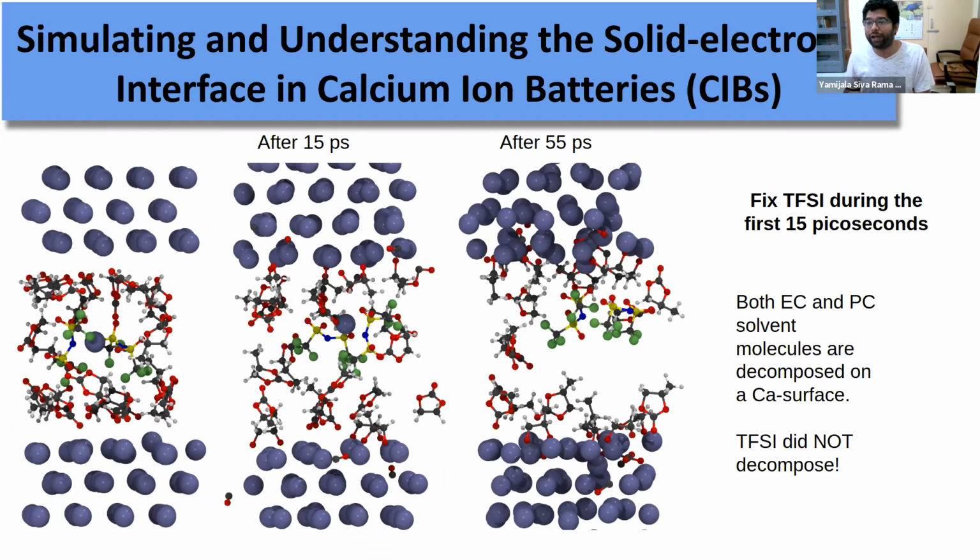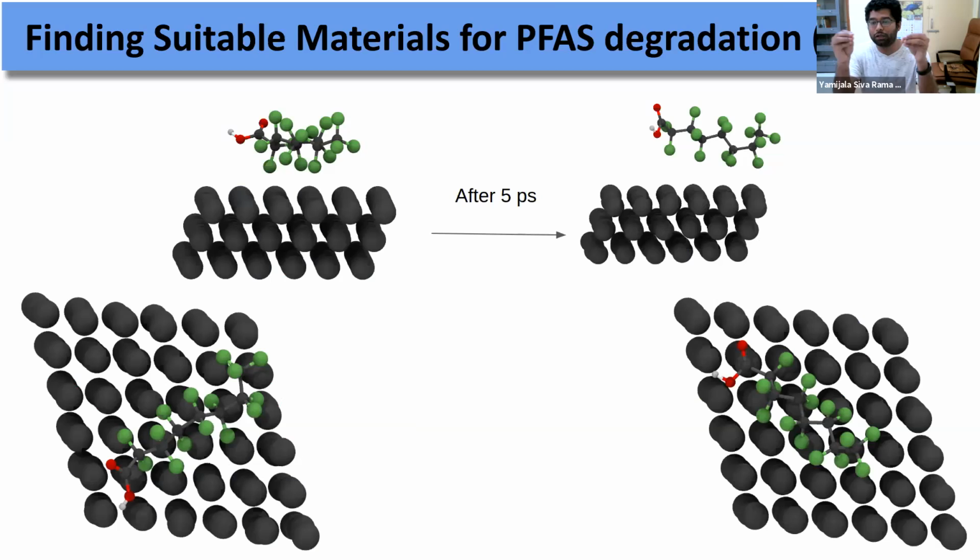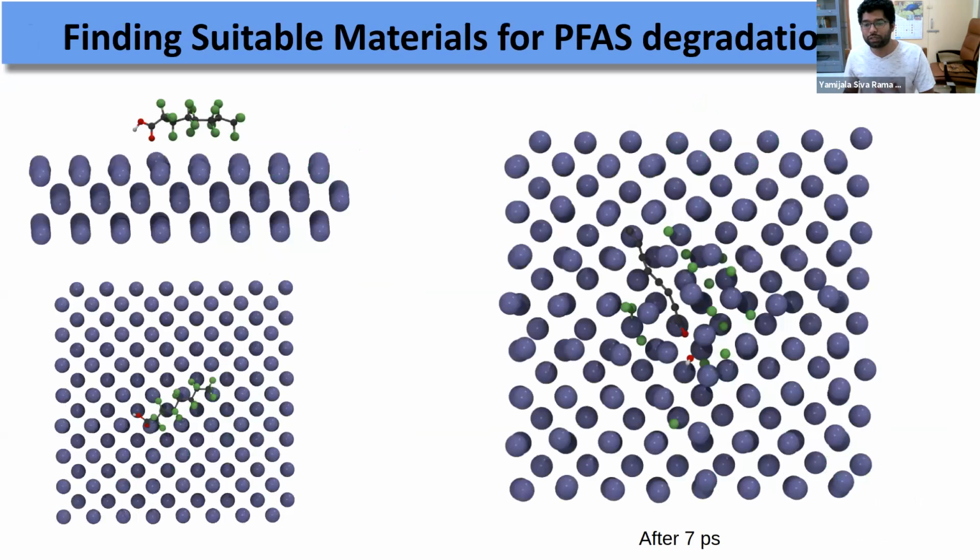The other one is to find suitable metals in order to decompose perfluoroalkyl substances, which are harmful pollutants. Based on our experience with the calcium ion batteries, we found that when we use calcium metal, we can easily degrade this PFAS material. So this is also an ongoing work.